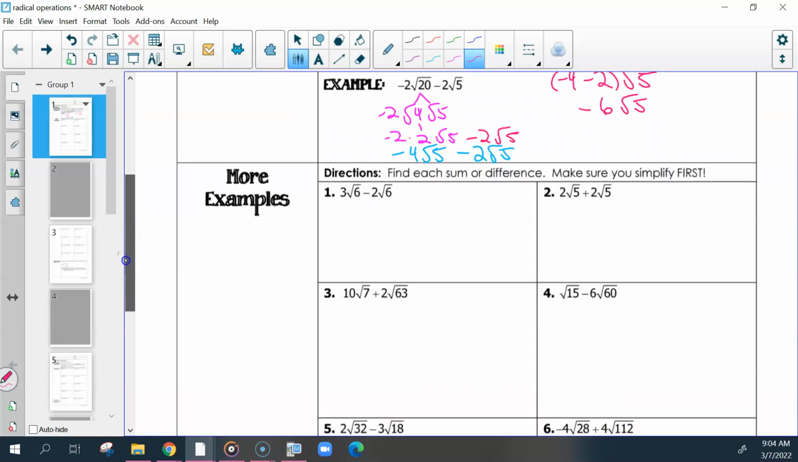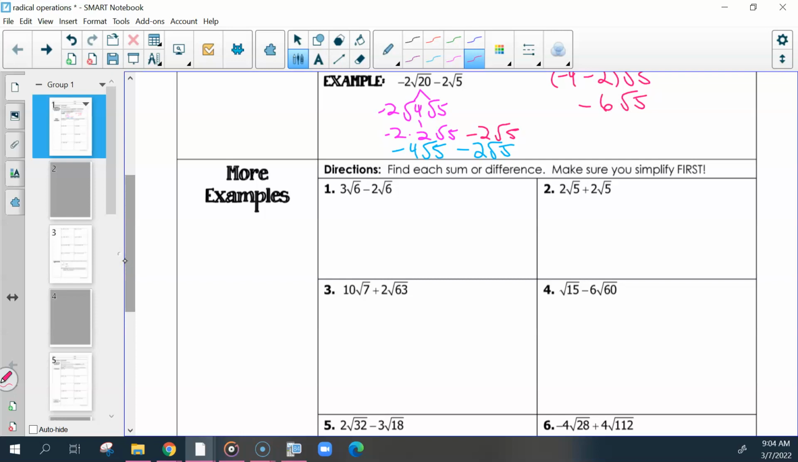So let's do some more. Let's do number 2. These are both square roots. They both have the same radicand, so we don't have to simplify anything. We just need to take the numbers outside and add them together. So our simplified answer will be what? 4 and 5.